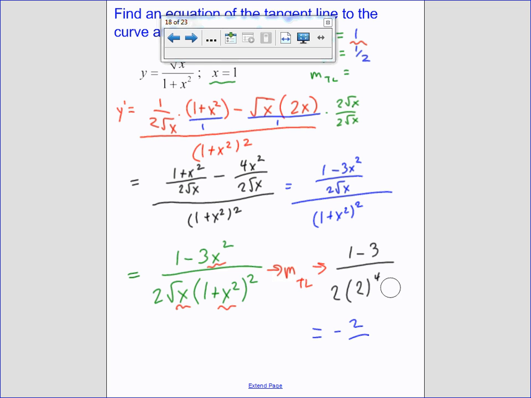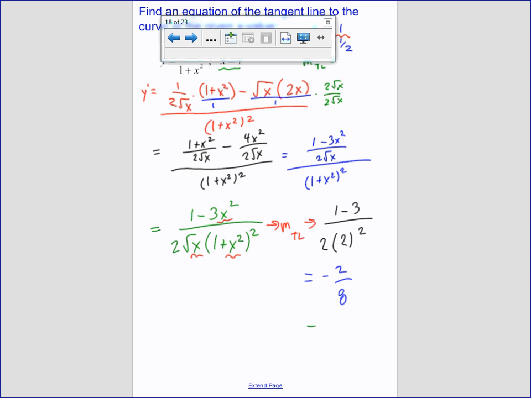This is supposed to be squared, right? And I wrote 4. How's that? 4 times 2 is 8. So negative 2 over 8, which is negative 1/4. I guess getting negative 1/4.